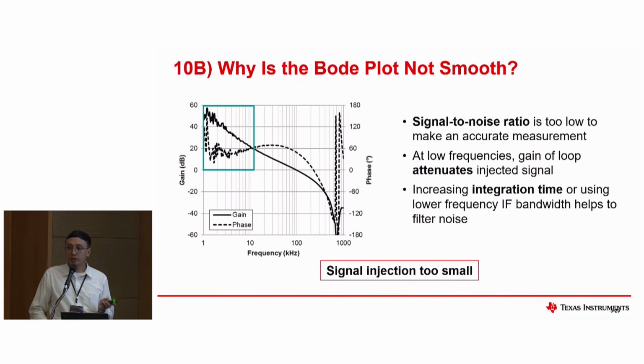So this one is the opposite of the one earlier. The signal injection to the part is too low. Because of this, the signal to noise ratio is too low, and the noise is overtaking, especially at the lower frequency side. At low frequencies, the gain of the loop attenuates the injected signal, so the noise overcomes the injected signal that you used. Increasing the integration time or using a lower frequency IF bandwidth helps to filter this noise better.